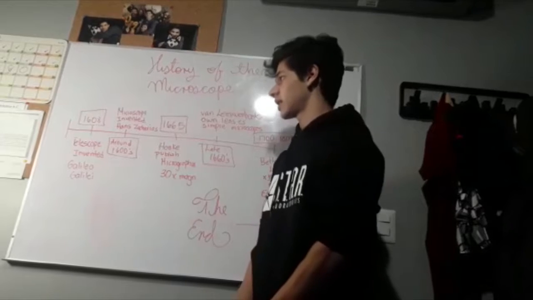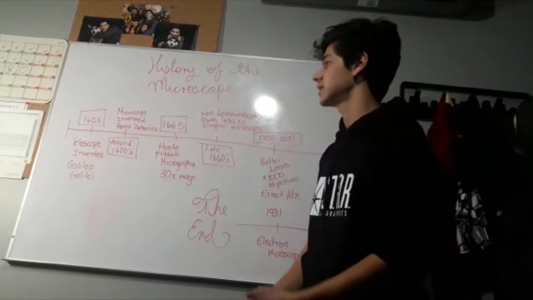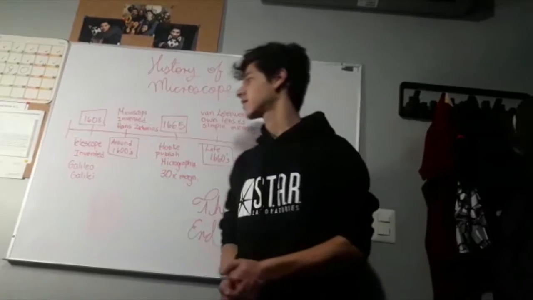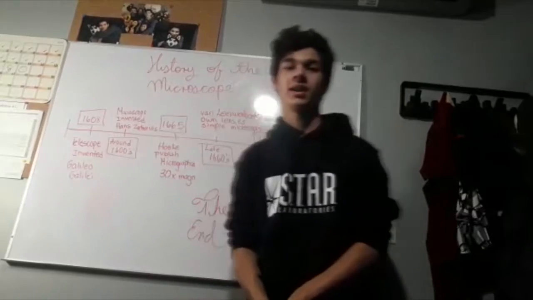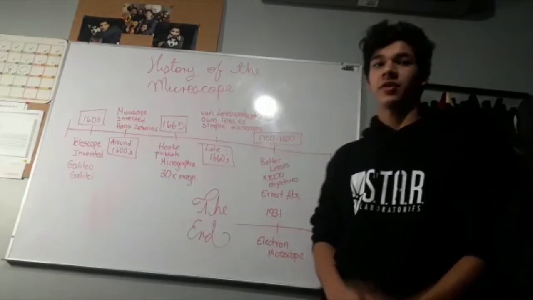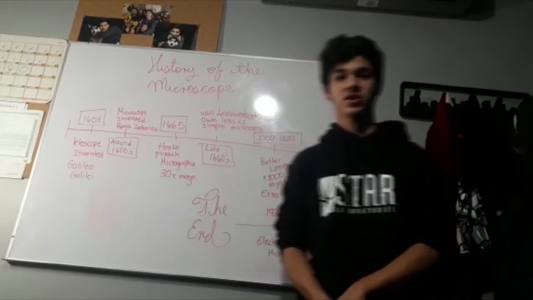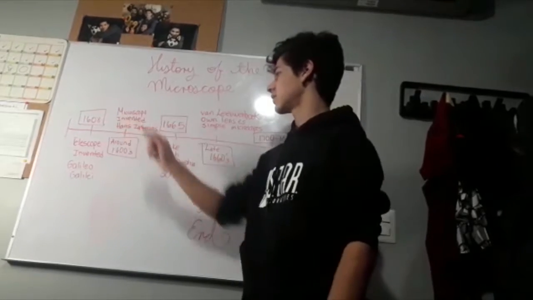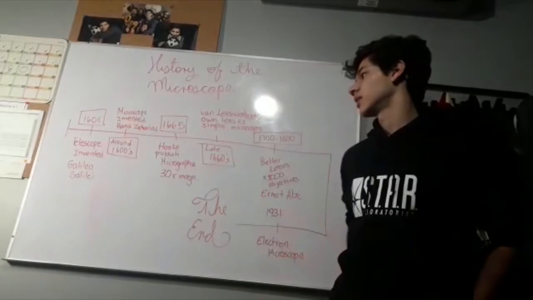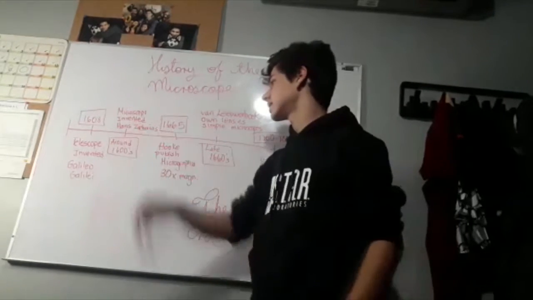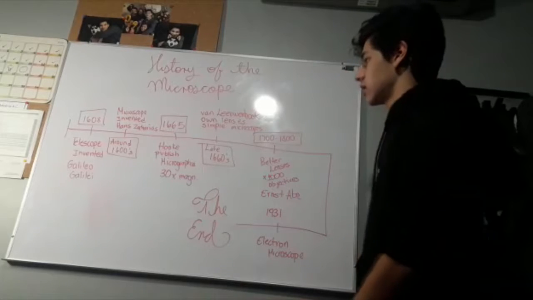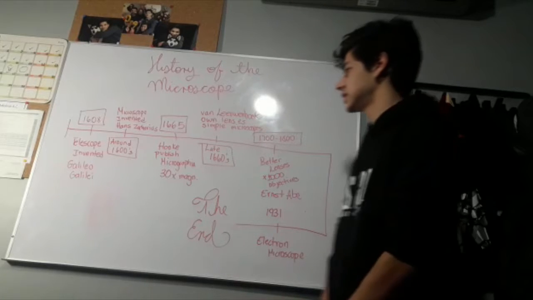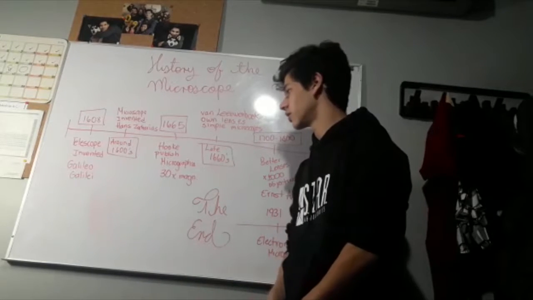Now, the first event that we will talk about is in 1608, where the telescope was invented by Galileo Galilei. And this was a very meaningful invention because later on it led Hans Zacharias to invent the microscope around the 16th. And the next event we'll talk about is the publishing of Micrographia.